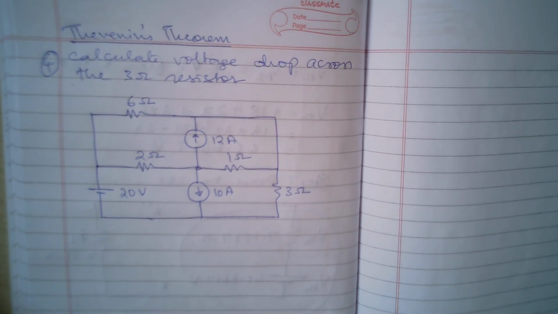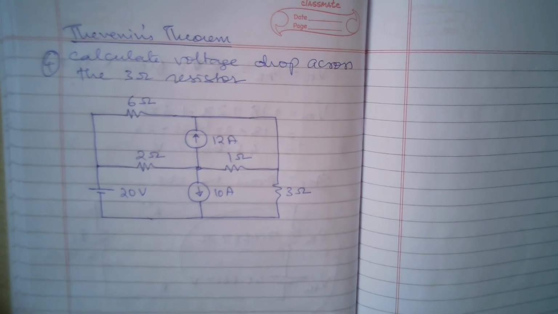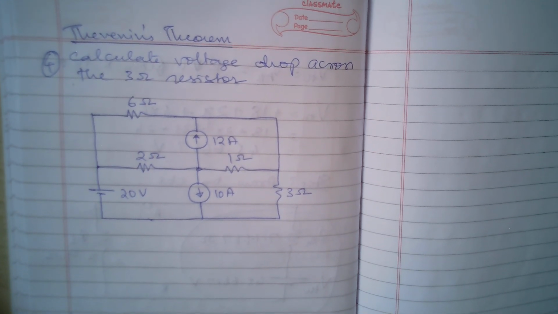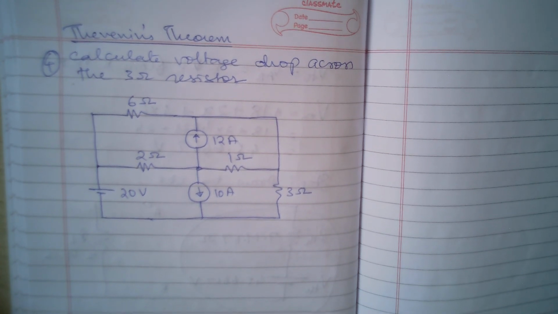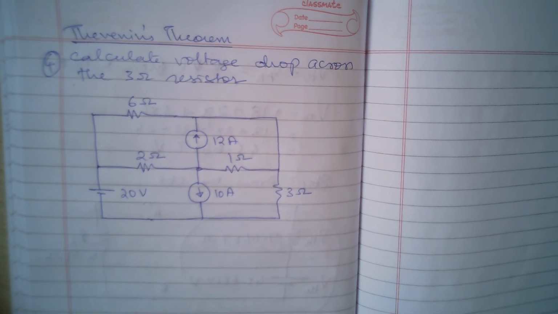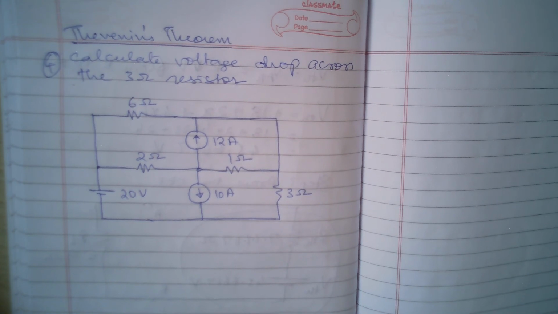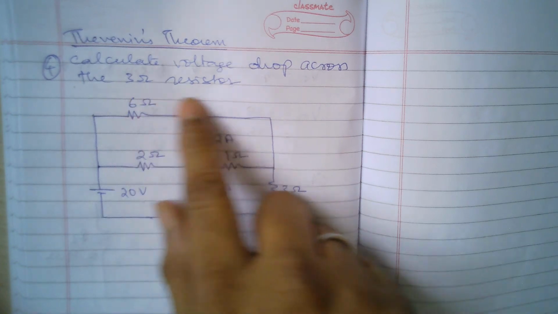Hello everyone. Welcome to the fourth video on Thevenin's theorem, and we are doing a series of videos in which we are solving circuits using Thevenin's theorem. The objective usually will be to find the current in a resistance, or a power or voltage across a resistance. For example, in this question you can see: calculate the voltage drop across the 3 ohms resistance.